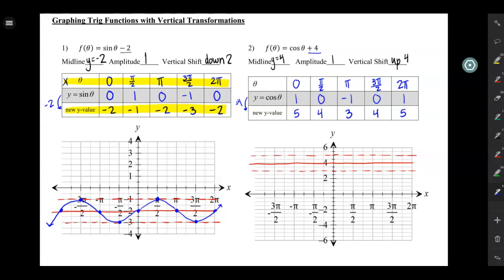Okay, so let's go ahead and graph, and again I'm just graphing the top row and the bottom row because those are my new values. So at theta equals 0, which again is my x coordinates, my y value is 5. At theta equals pi halves, my value is 4. At pi, my y value is 3. At 3 pi halves, I'm at 5. And then at 2 pi, I am back up at 5. Okay, so it'll look something like that.